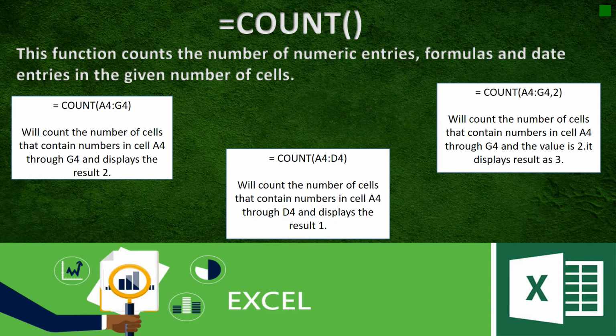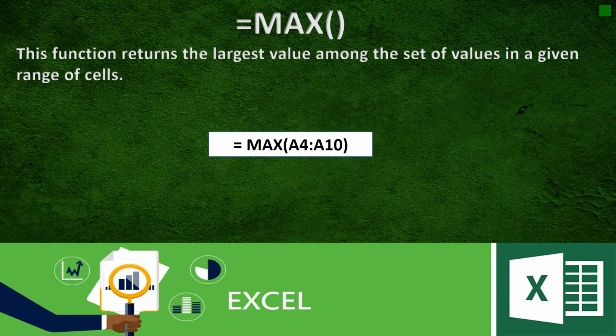After that, it is passing 2 arguments here, A4 and a simple value 2. First of all, it will count the numbers from A4 to G4. Clear? The value is 2 here, and it will display the result as 3.